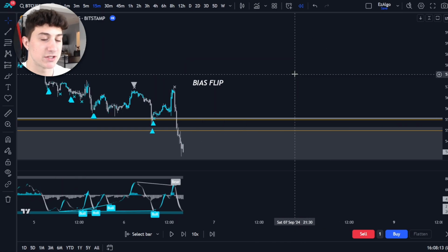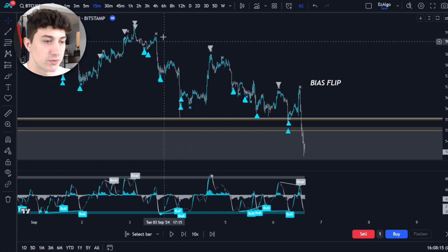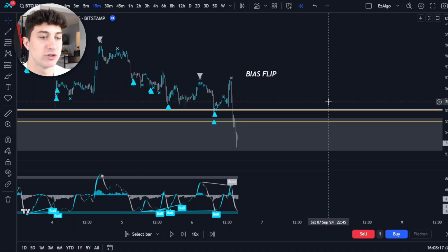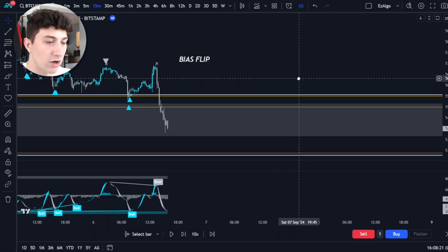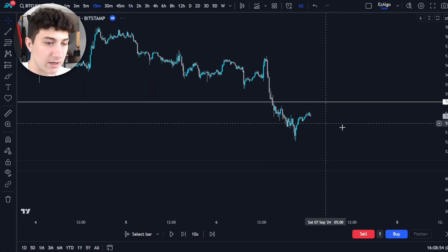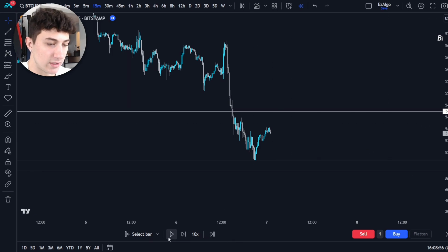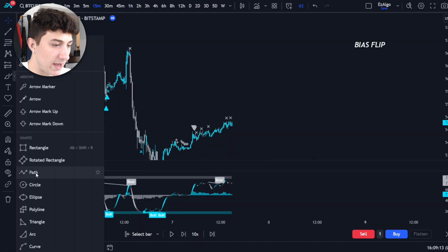It's the bias shifting from short, because we were in a downtrend up into this level, to long. So the bias is changing, the bias is flipping. So I like to call it a bias flip. Let's go down to the 15 minute, okay? So we are going to let price action play out. So this is what a bias flip looks like, right?